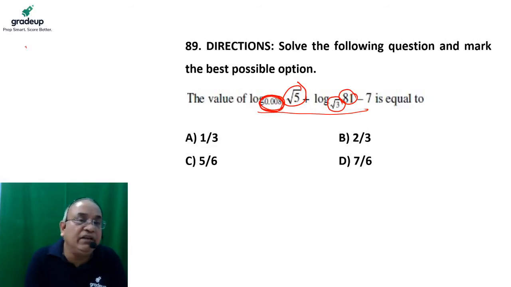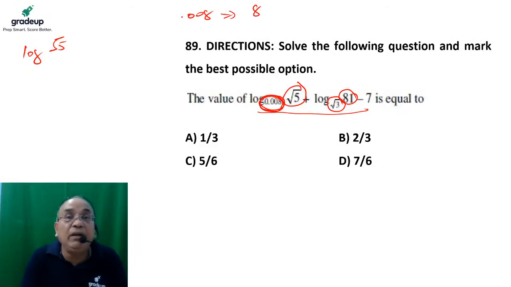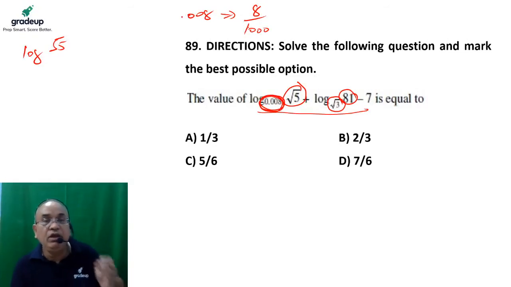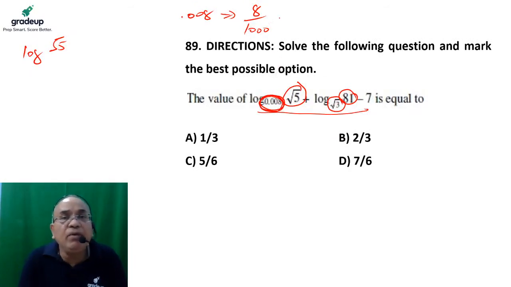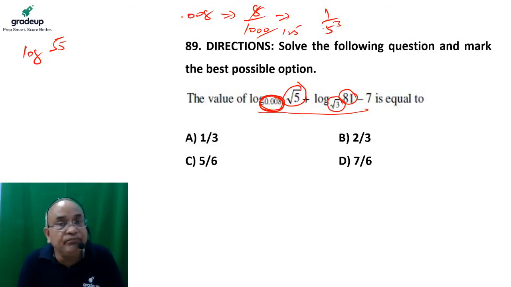Okay, so we can write this log root 5. Base is what? 0.008. 0.008 can be written as 8 upon 1000. No problem at all. Any problem to any of you? I don't think so. Now, 8 upon 1000 is nothing but 1 upon 125, which is 1 upon 5 to the power 3. No problem. Which can be written as 5 to the power minus 3. Any problem?